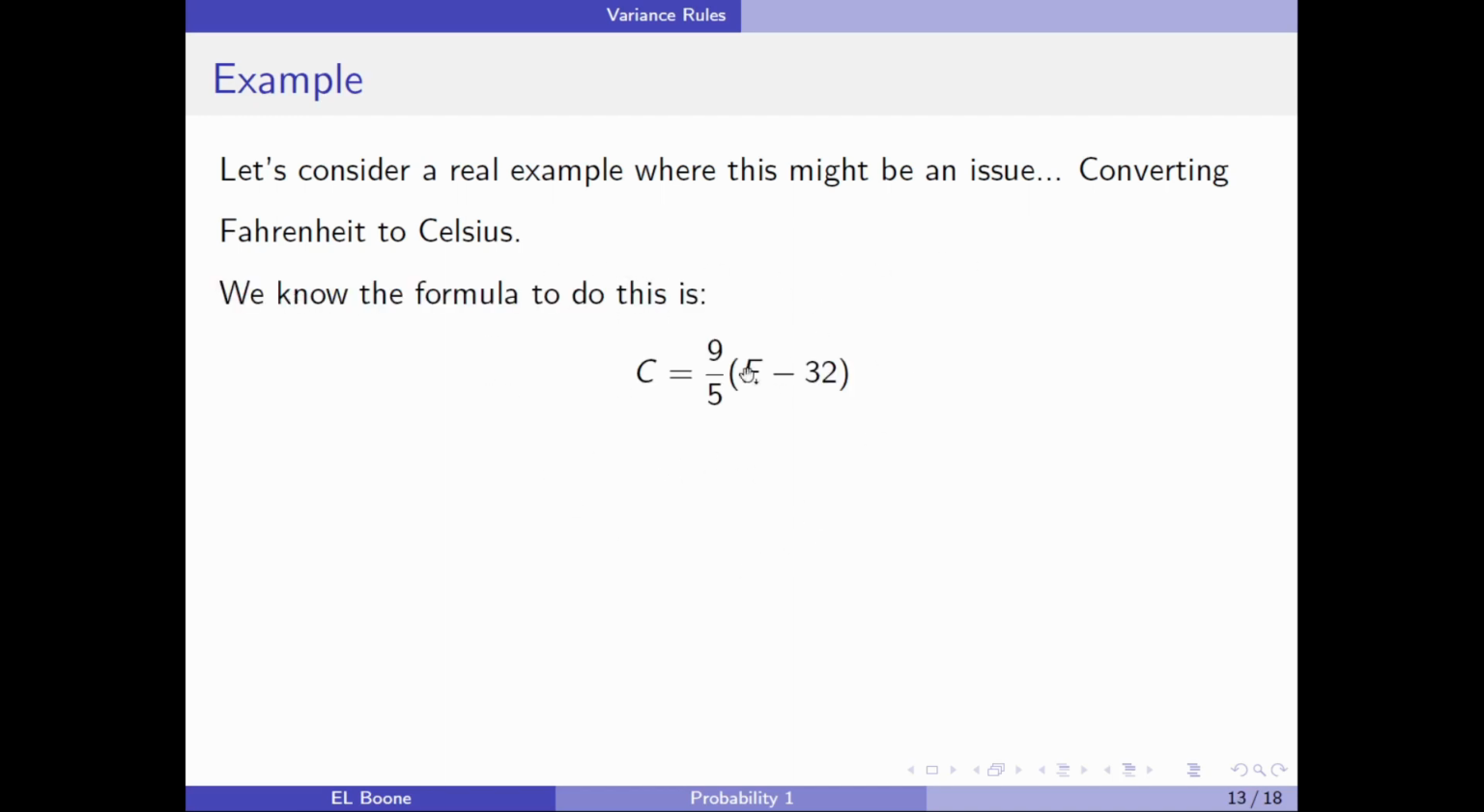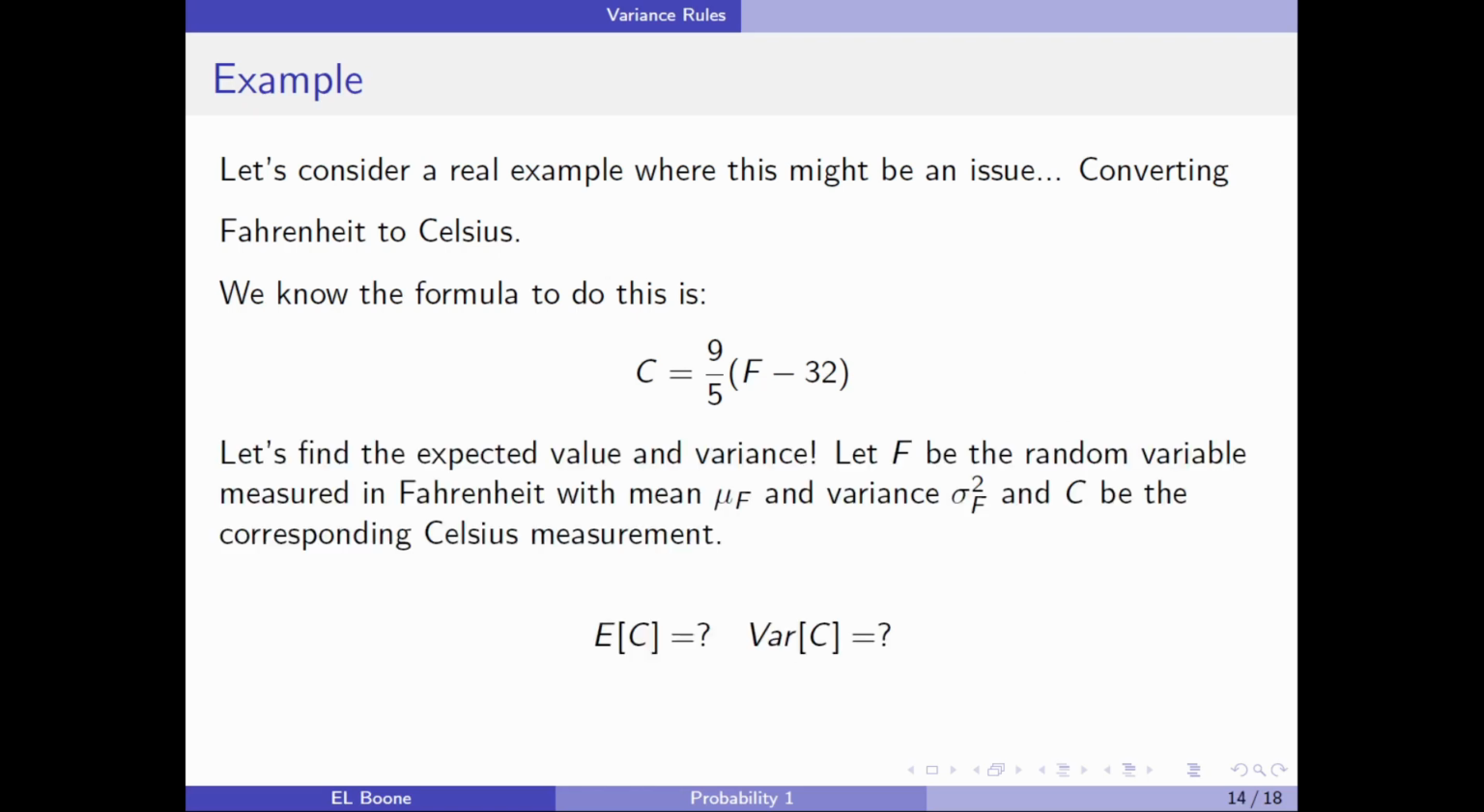Okay, so here's the formula. The Celsius is 9/5 of the Fahrenheit measurement minus 32. Pretty straightforward formula. Can't really do it in your head all the time. But anyway, it is there. So what we can do is find the expected value and the variance. So let f be the random variable measured in Fahrenheit with a mean μf and a variance sigma squared f. And let c be the corresponding Celsius measurement. What's the expected value of c? What's the variance of c?